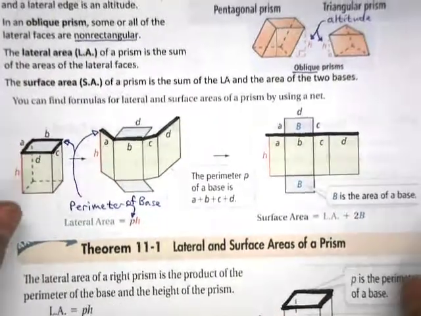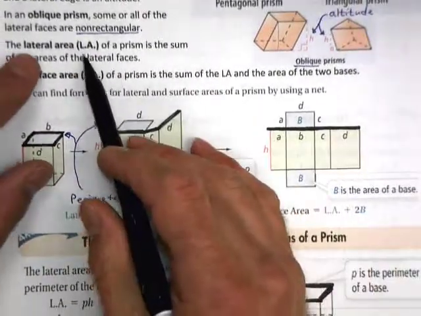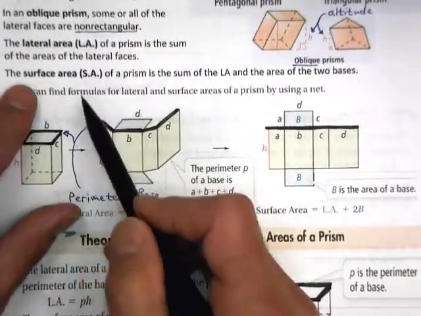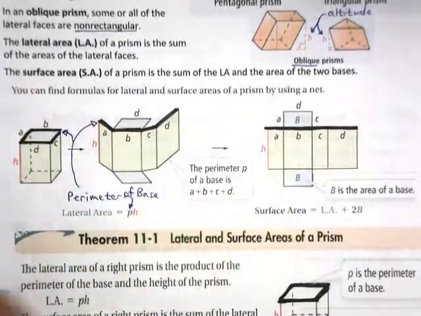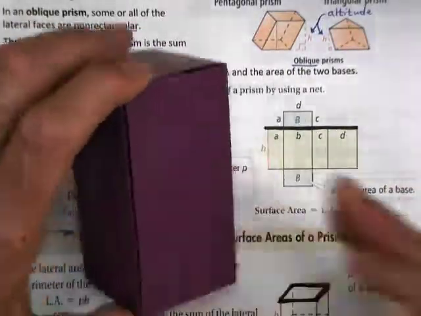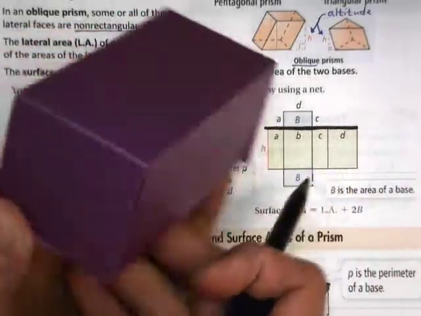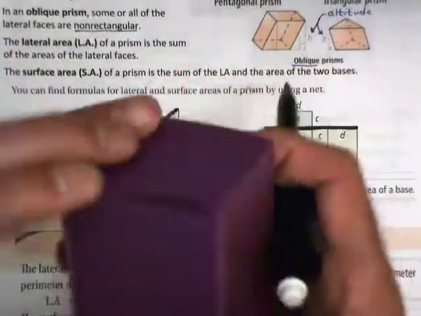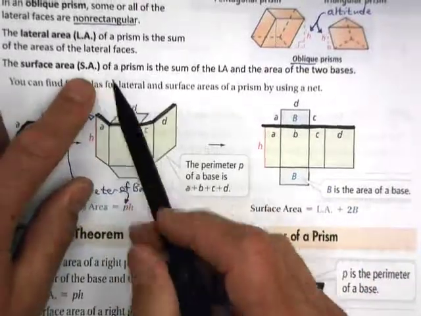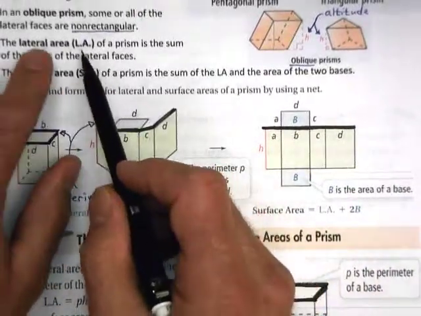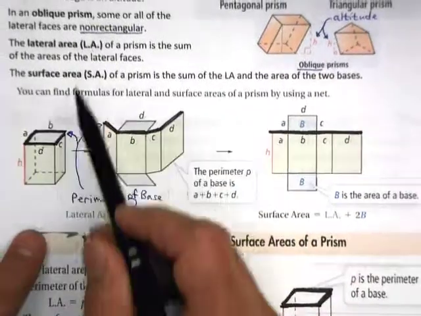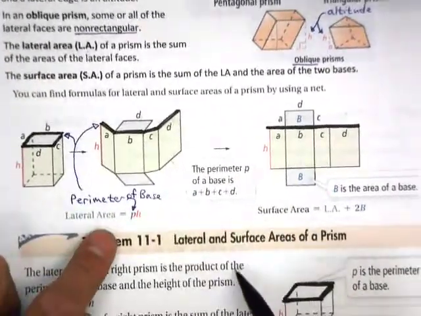Let's get to it now. A lateral area. So the surface area, that's this thing here, is the entire surface area. So here we have, in this case, a prism, and the surface area is the area all the way around this prism. And the surface area consists of the lateral area, the area around the sides, and the bases.